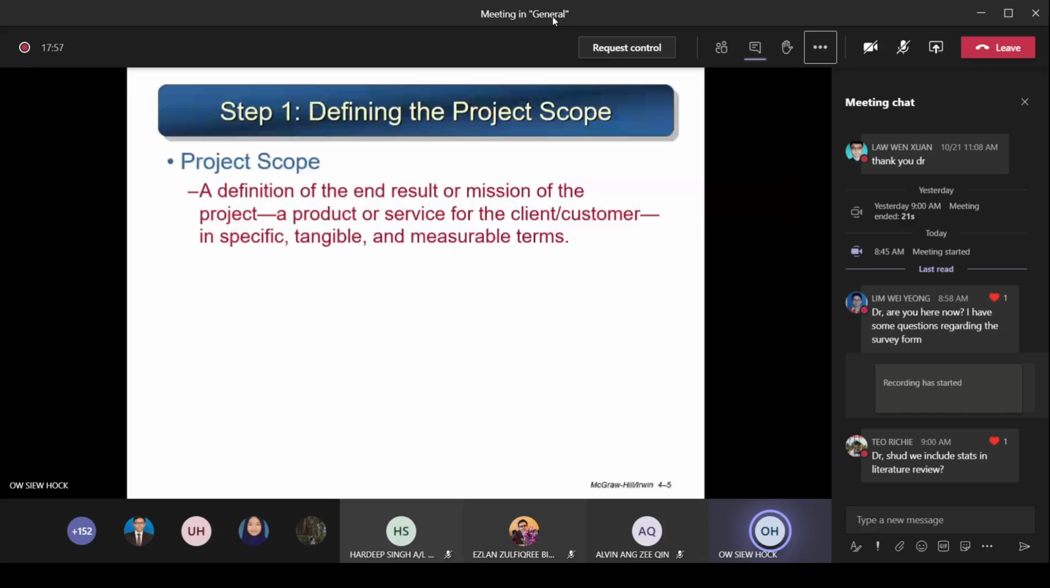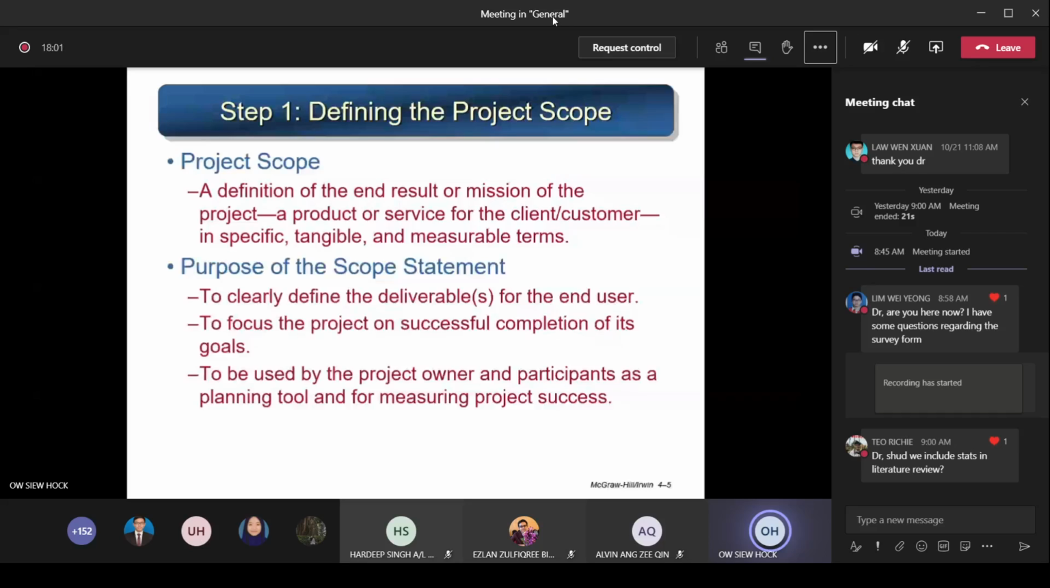So next is the purpose of the project scope statement. Why you need this scope statement is to clearly define the deliverables, what you want to deliver for your end user, and also to focus the project on successful completion of its goals. So later you can measure and check, have you successfully completed the goals that you defined for this project or not. It is to be used by the project owner and participants as a planning tool and for measuring project success.